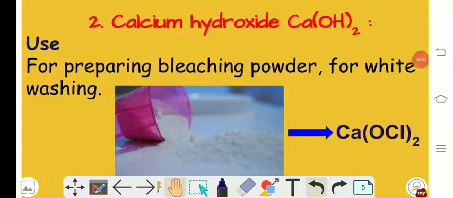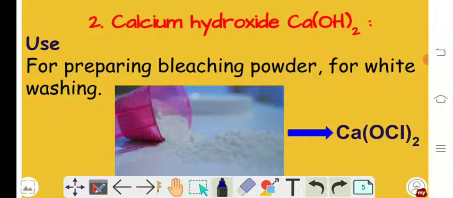Next one is calcium hydroxide, Ca(OH)2. The common name for calcium hydroxide is lime water, and it is used for preparing bleaching powder. You can see here in the picture, this is a bleaching powder. Bleaching powder is used to treat water.